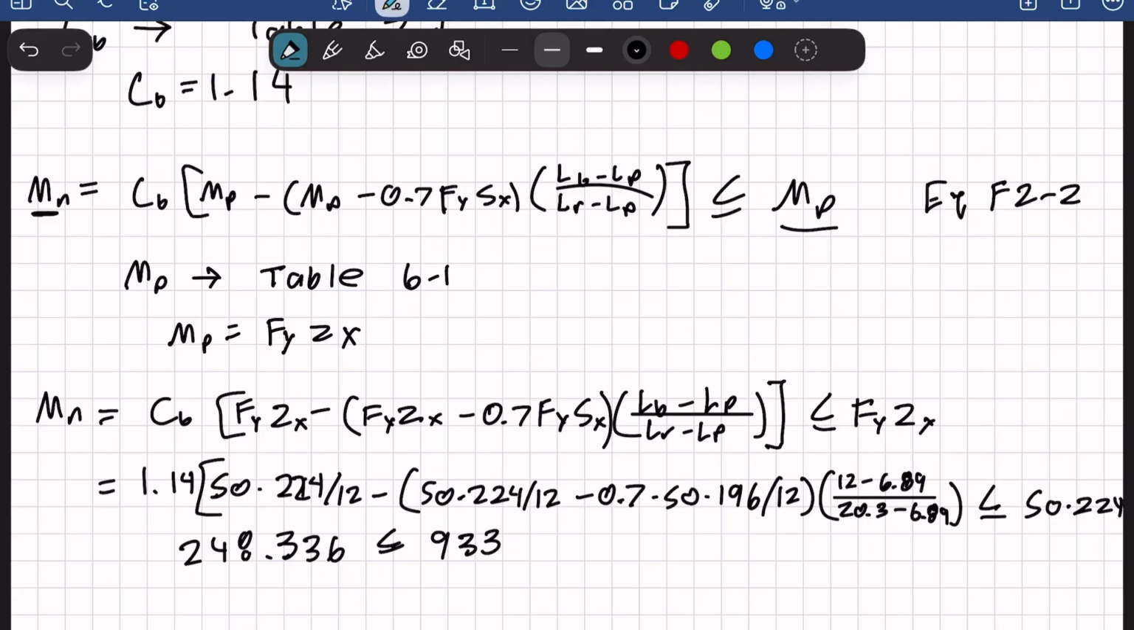And times that 1.14, I have 906.889. See, now that answer seems more realistic. When you do enough of these problems, you will start to catch on to when a number doesn't seem quite right. So once again, I'll go back and check Table 6-1. At a length of 12 feet, I am registering 716 kips, which is interesting.